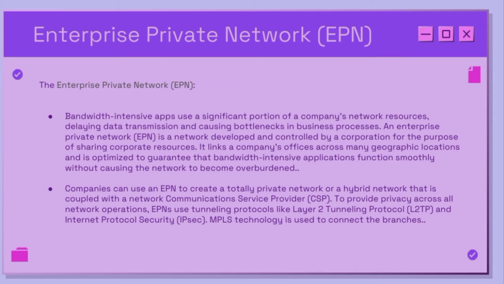Companies can use EPN to create a totally private network or a hybrid network that is coupled with a network communication service provider to provide privacy across all network operations. EPNs use tunneling protocols like Layer 2 Tunneling Protocol and Internet Protocol Security. MPLS technology is used to connect the branches.